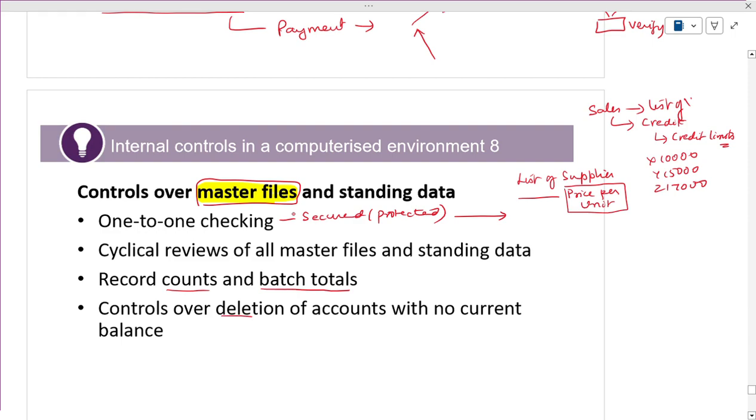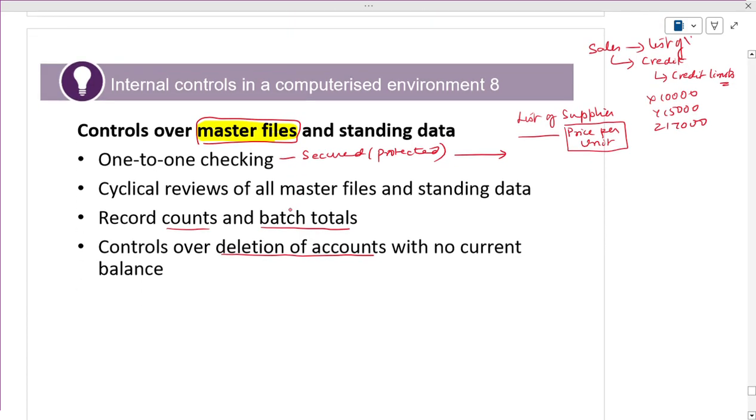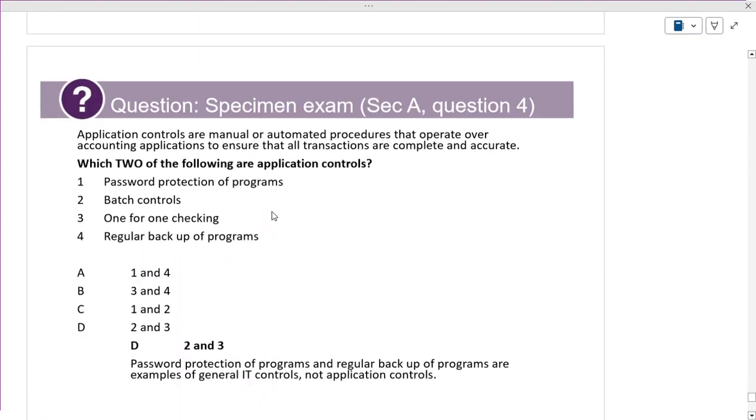Okay, controls over deletion. Any account that has been deleted, any account with no current balance. You will cover this in chapter 10, cash and bank substantive procedures. When doing the bank substantive procedures, we should also consider accounts having zero balances. Why has it been deleted or closed? Who has the approval to close? Any deletion of accounts, suppliers, or customers, and any additions or deletions, should be closely monitored. Fine, this is where we are talking in terms of controls.